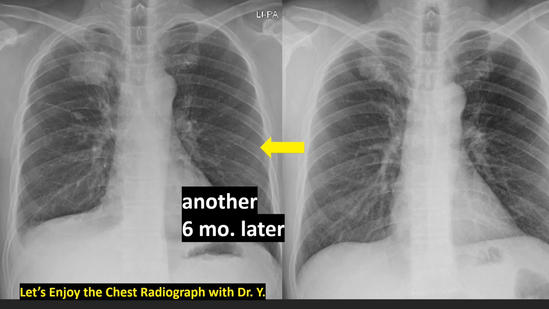And look at the left side film. Only 6 months more have passed. What do we see? Yes, a 4 centimeter large mass. Pleural thickening, pleural nodule, which means pleural metastasis, and pleural effusion. Diaphragm elevation may suggest phrenic nerve invasion. Yes, pleural metastasis. It means M1A staging. Only 6 months have passed.